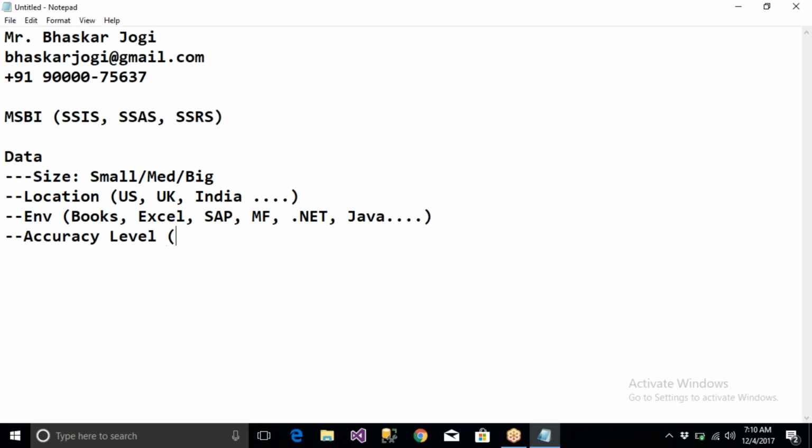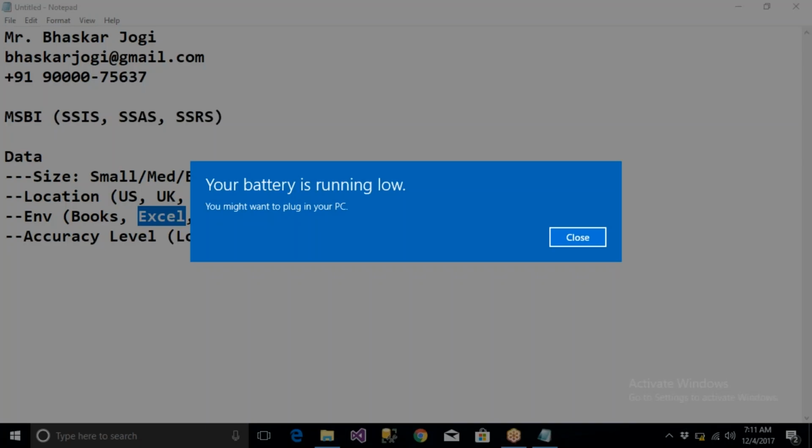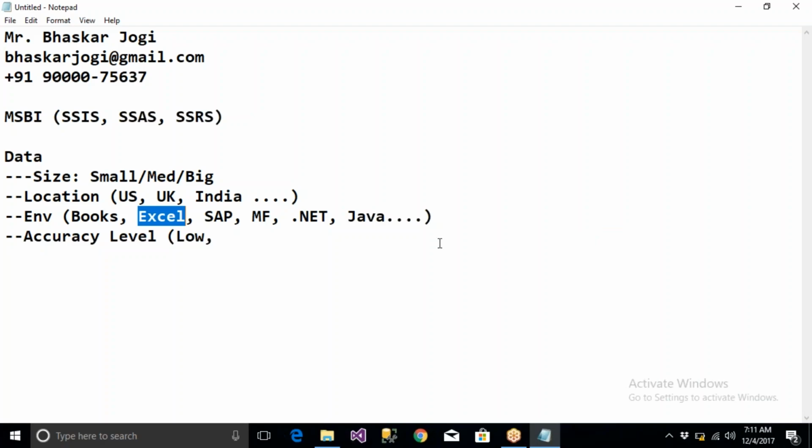So many people say accuracy may be low if they're storing in books or the Excel sheet, and the Excel sheet doesn't have any kind of validation of the data, right? If you don't validate the data, you're not guaranteed that the data is clean. Or whenever we get data from Facebook or Twitter, for example chat data, the data is not very accurate, right? So the accuracy may be low, or medium, or high.